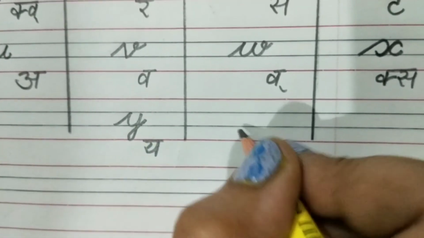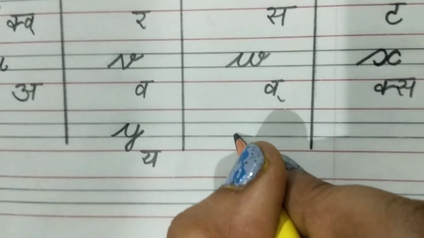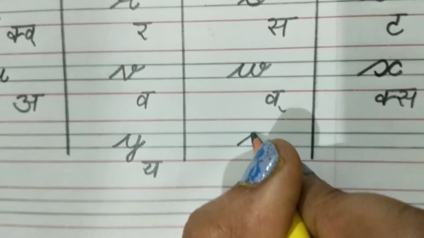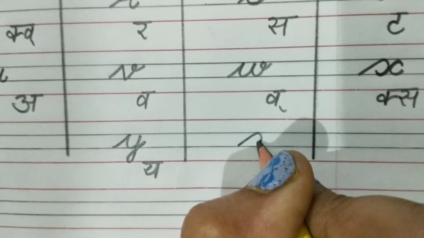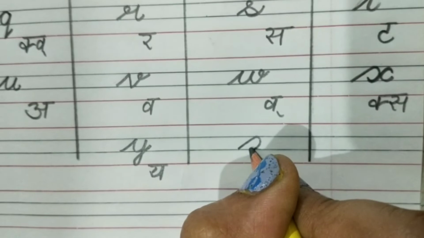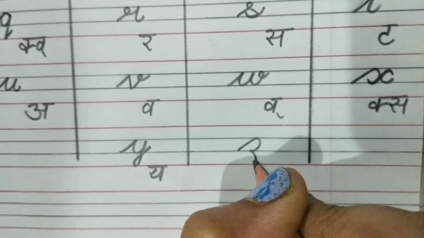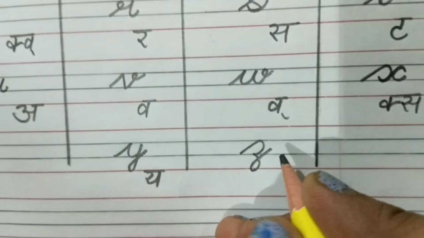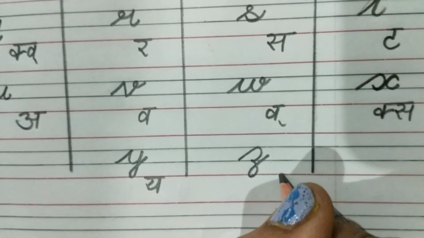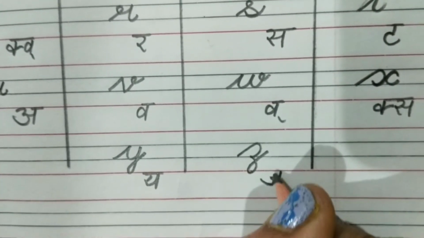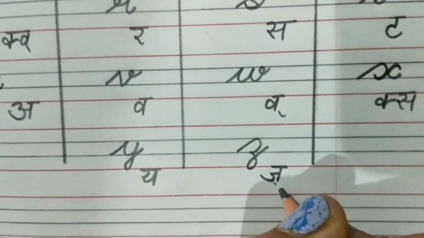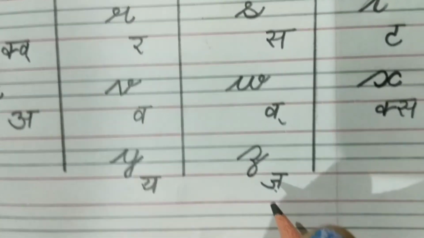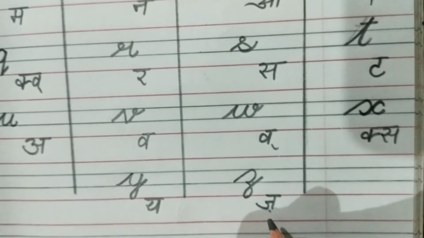And the next letter is Z. Slant line. Turn. Again turn. Touch the red line and turn like this. Z says Z. Z zebra, Z zero. Z says Z.